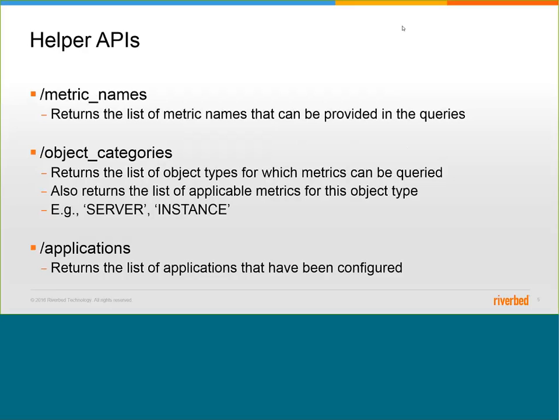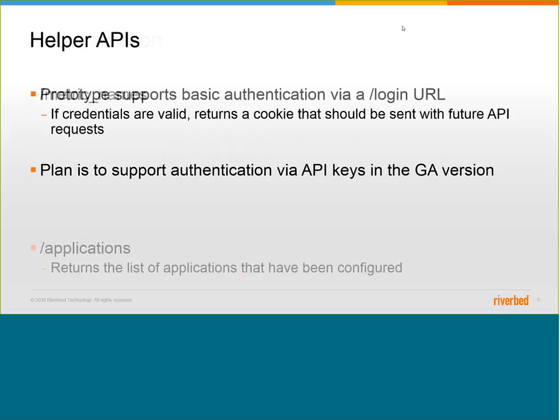In addition, there's a few helper APIs. Metric names returns a list of all the different metric names that can be provided in queries. Object categories returns the list of all the object types and the set of metrics available for each object type. Applications returns the set of applications that have been configured. There's also one for transaction types.